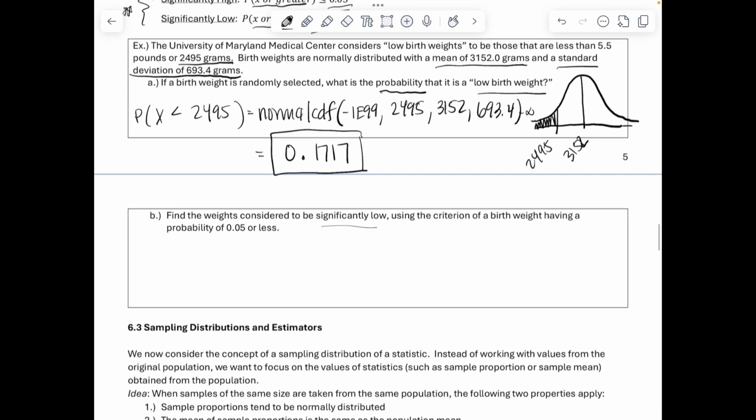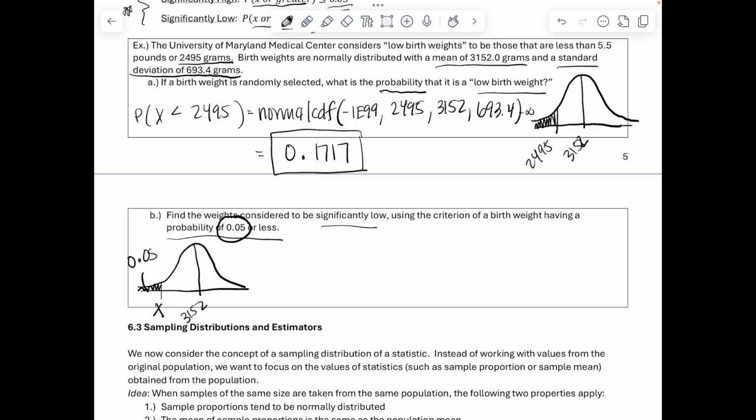The problem continues on. Part B says find the weights considered to be significantly low using the criterion of birth weights having a probability of 0.05 or less. So probability of 0.05 or less. So we're going to draw our normal curve again, putting our mean in the middle, which is 3,152. So a significantly low value is a probability that's really small. Significantly low means it's on the left side. I'm going to call this value x here and shade this little area, which is going to correspond to the 0.05 that was given to us.